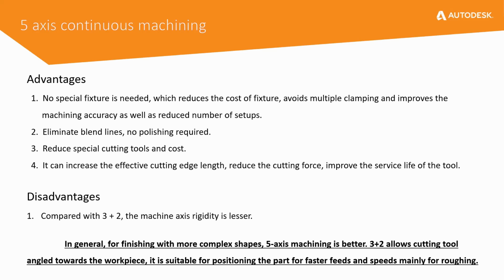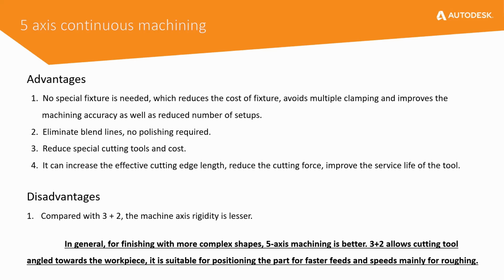Coming to 5-axis continuous, on the advantages side, no special fixturing is needed compared to 3-axis machining, and there is a reduced number of setups, so we can reduce the cycle time as well. We can eliminate blend lines between individual toolpaths, so no polishing is required. It also reduces special cutting tools and costs. Effective length of cutting edge leads to better surface finish and better tool life. The only disadvantage compared to 3+2 machining is that the machine axis rigidity is comparatively less.